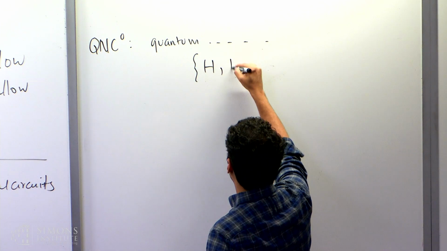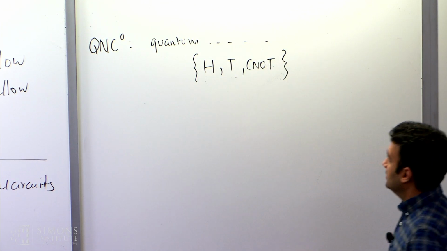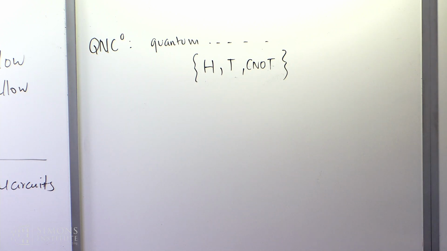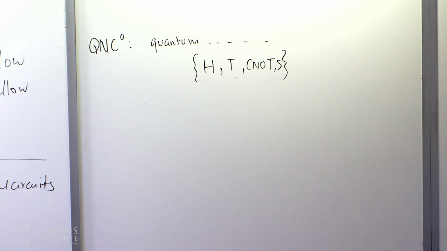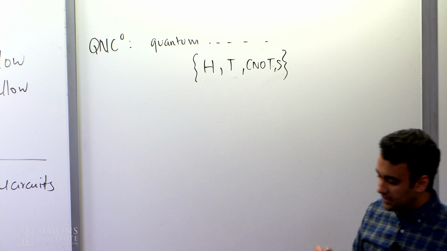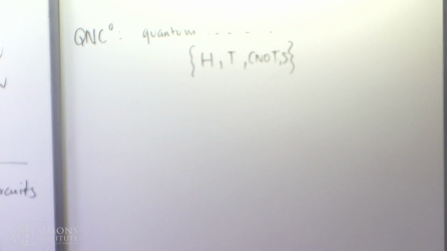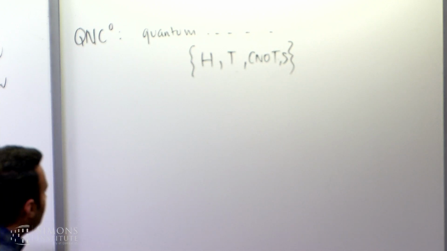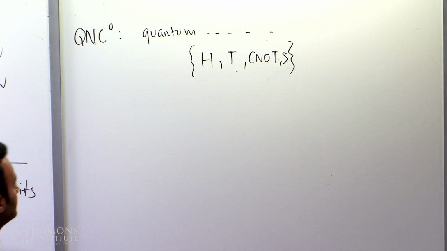Hadamard, T, CNOT. I don't know. Choose your favorite gate set. I guess it doesn't matter. Let's throw something else in. Let's throw in phase, whatever. Just choose some complete gate set, or Cliffords plus T, maybe. Maybe that's a more convenient gate set. Doesn't matter. Some gate set of 2-qubit gates. Some discrete set, ideally, like something that has, let's say, size 5 or 6 gates.